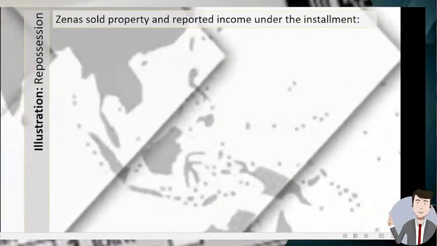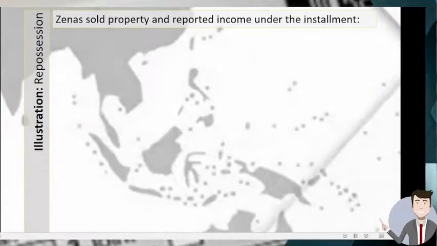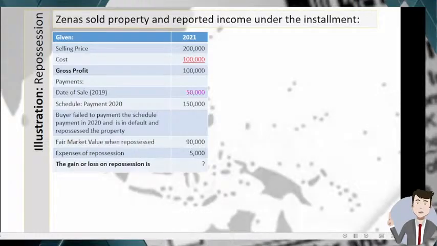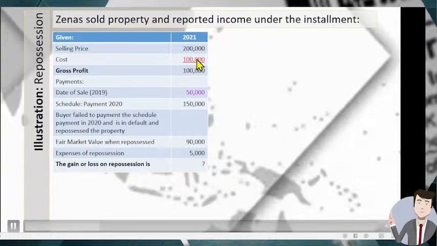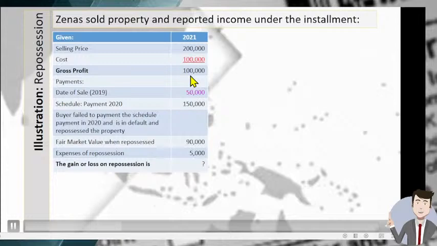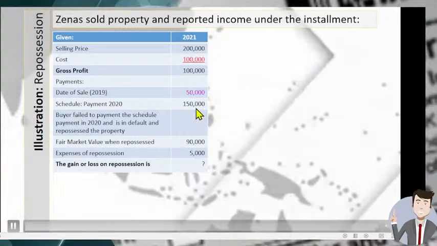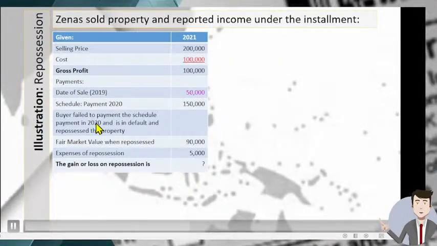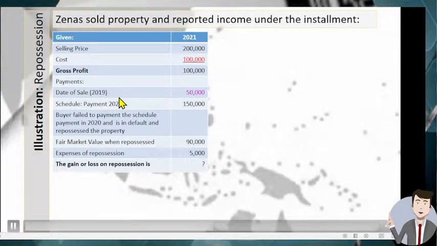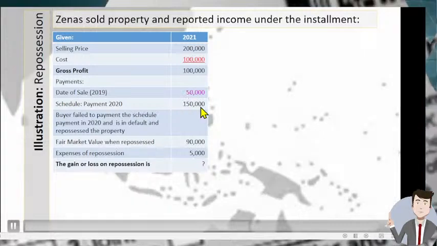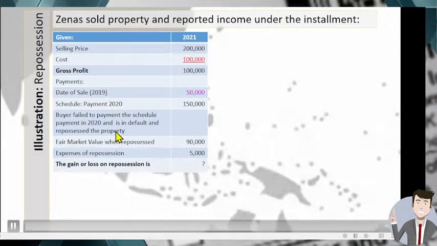So let's apply that information in an illustration in a sample problem. We have Zena's who sold property and reported income under the installment method. Given information: the selling price is 200,000, the cost of the property sold is 100,000, so obviously the profit is 100,000. The date of sale is 2019, with a scheduled payment of 50,000. Then the scheduled payment for 2020 is another 150,000. But the buyer failed to pay the scheduled payment in 2020. So after paying 50,000 in 2019, the buyer failed to pay the amount of 150,000. So it is in default and the property was repossessed by the seller.